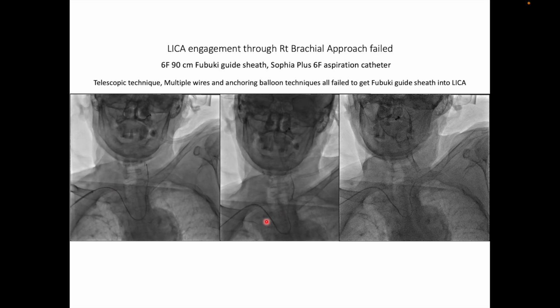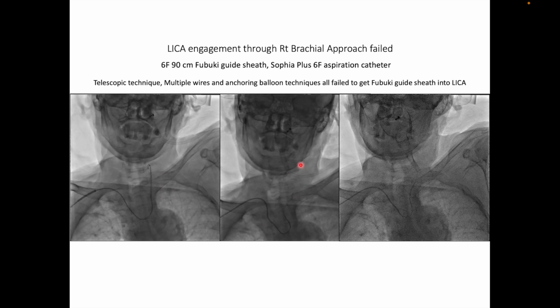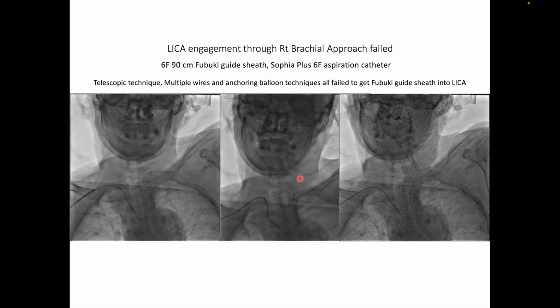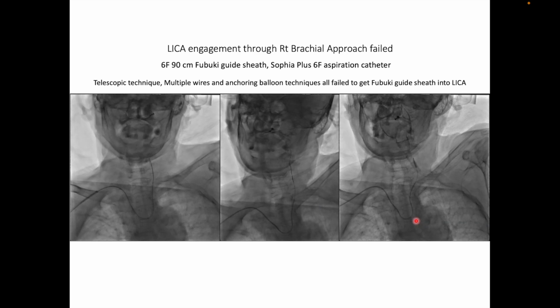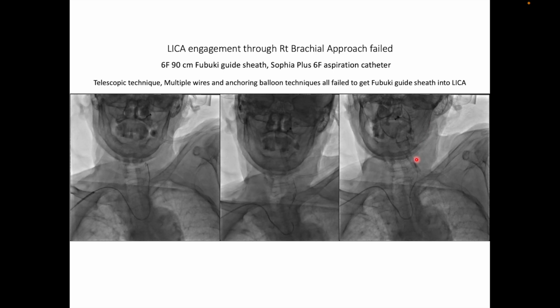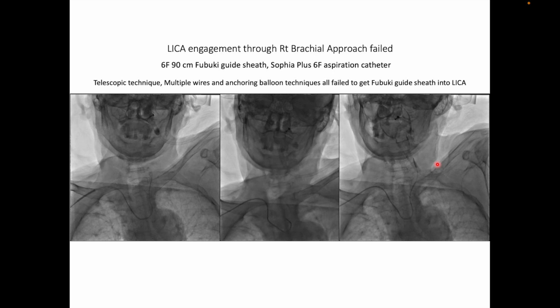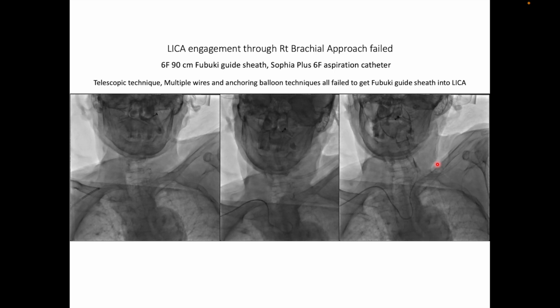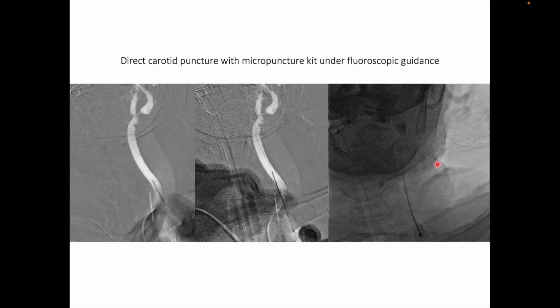It could not go up. Then we tried the multiple angioplasty wires technique. It could not help us. And then we went on to use an angioplasty wire, and we took a balloon on top of it, inflated the balloon to anchor it, and take the diagnostic catheter up with that support, but even that failed. So then, time is of essence in stroke intervention.